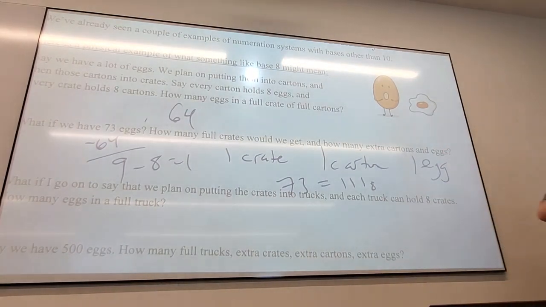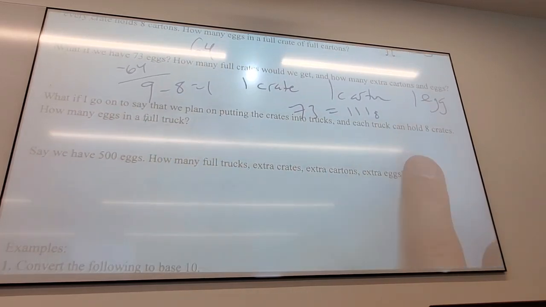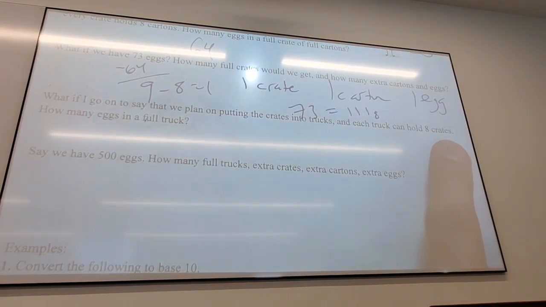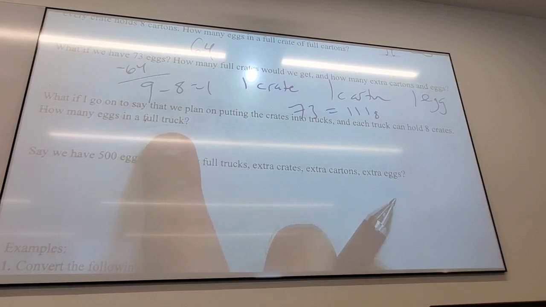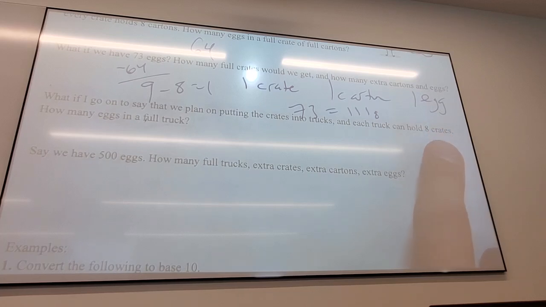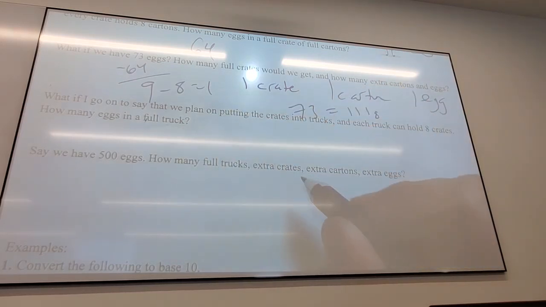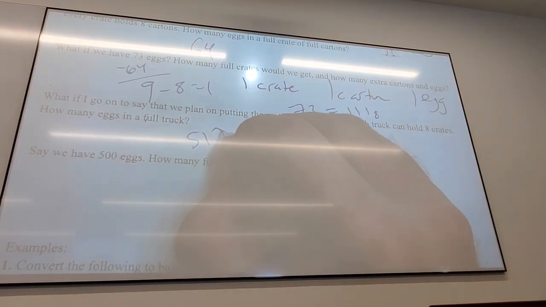Okay, maybe. So now, of course, I had to go bring a truck into this. Each truck holds 8 crates. So how many eggs are in a full truck? How many eggs in 8 crates if there's 64 in each crate? Yes, 64 times 8? 512, right?